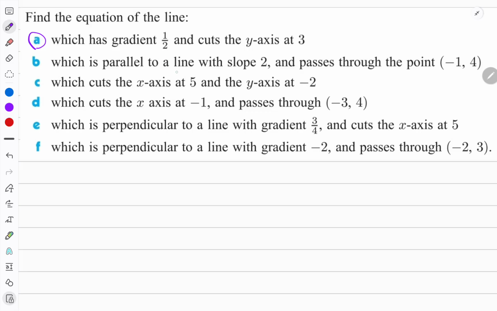Okay, the question is, find the equation of the line which has gradient 1/2 and cuts the y-axis at 3.